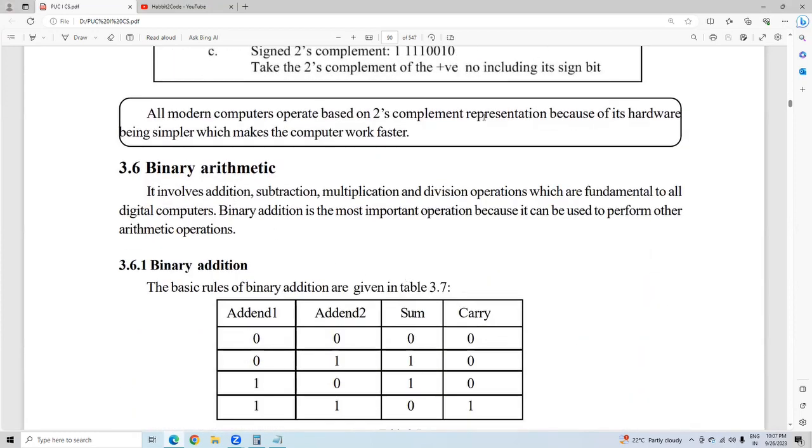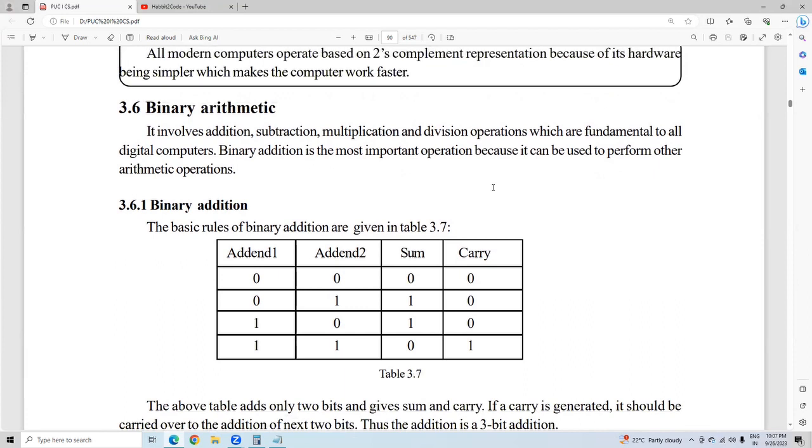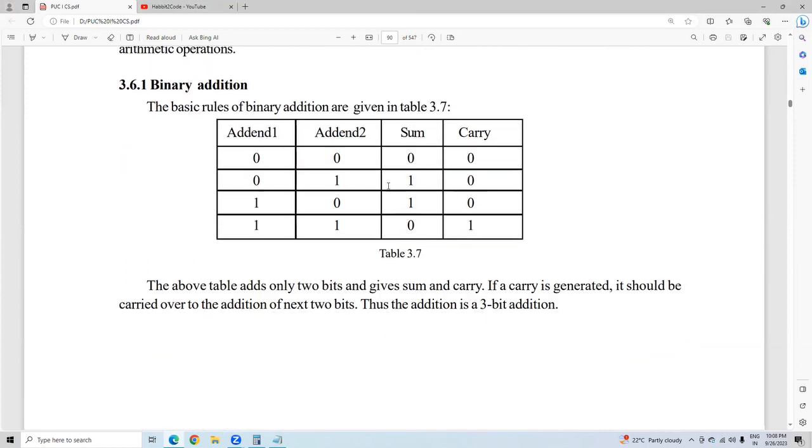All modern computers operate based on twos complement representation only, because of its simpler hardware, which makes the computer work faster. Binary arithmetic is very important. For all digital computers, the fundamental operations are binary addition, subtraction, multiplication, and division. Binary addition is the most important one, and based on this we can do all arithmetic operations.